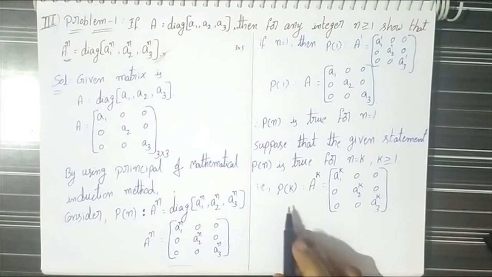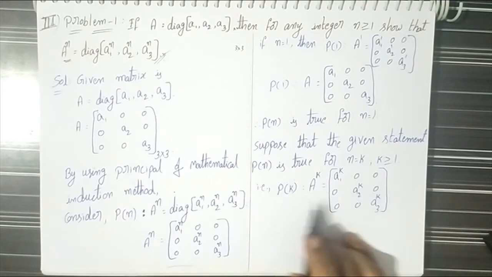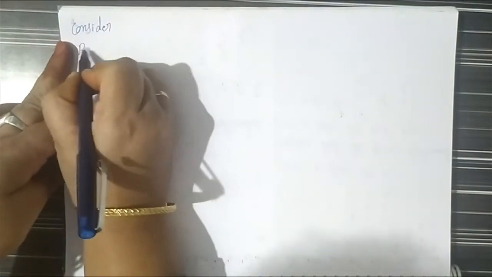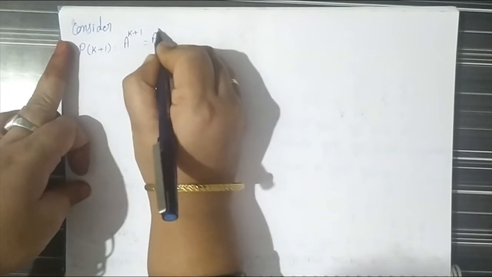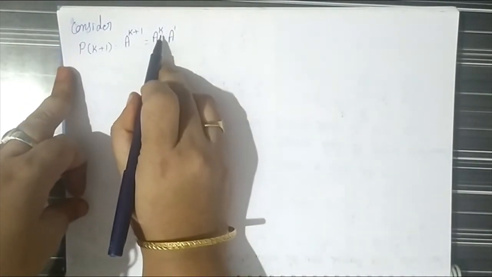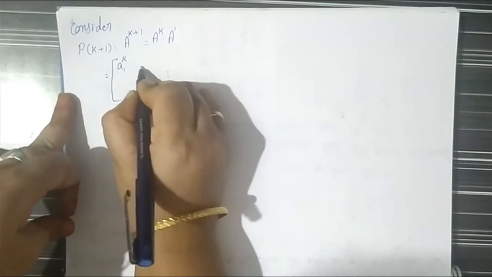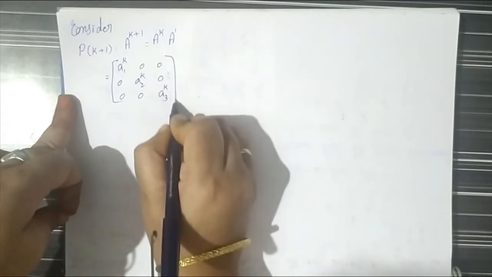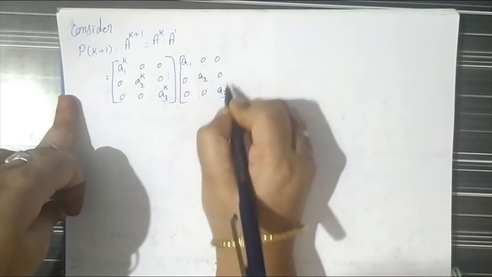Next, we prove that P of n is true for n equal to k plus 1. Consider P of k plus 1 such that A power k plus 1 can be written as A power k into A power 1. A power k we already know, and A power 1 is nothing but A. Then that is equal to the matrix a1 power k 0 0, 0 a2 power k 0, 0 0 a3 power k, into A, which is a1 0 0, 0 a2 0, 0 0 a3.